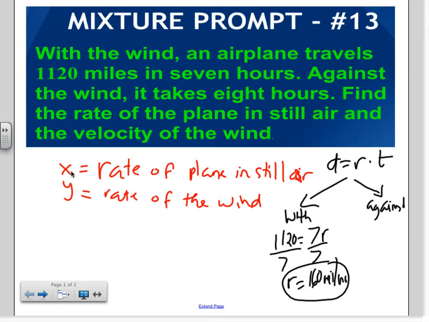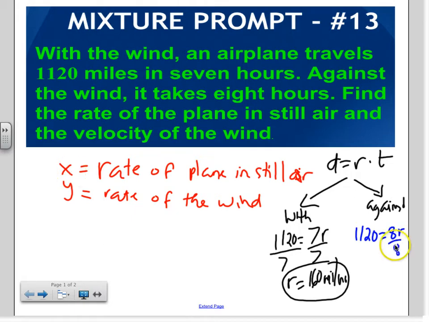Let's do the case against the wind. Against the wind, how long did it take the same plane to go? 8 hours. So it's still going 1,120 miles, but this time it's going for 8 hours. You see it? I'm still using the same equation, but a different time because it's going against the wind this time.